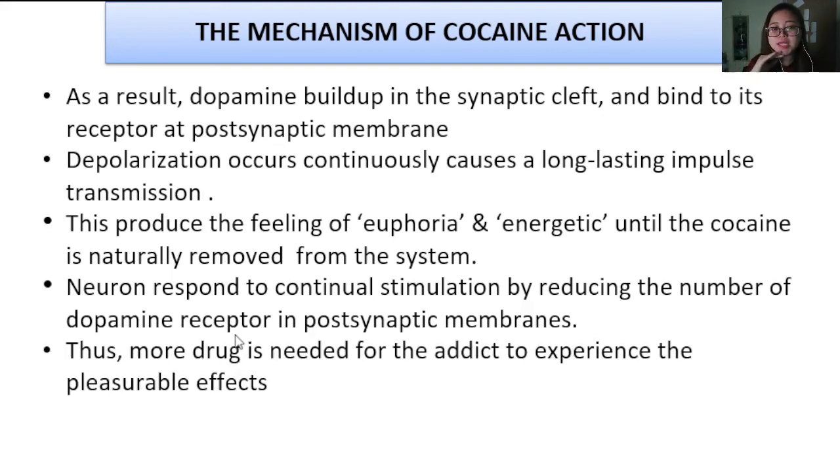But the problem is when your body reduces the number of dopamine receptors in the postsynaptic membrane, the drug user will become more addicted. Dia masih mau kejar itu perasaan high, itu perasaan gairah. Jadi untuk dapat perasaan euforia, perasaan high itu lagi, pengguna dadah perlu guna lebih banyak dadah, baru dia boleh dapat perasaan itu semula. Sebab sekarang kurang reseptor. So what do you need? You need more dopamine, more cocaine, in order to feel the same high. Thus, more drug is needed for the addict to experience the pleasurable effects.